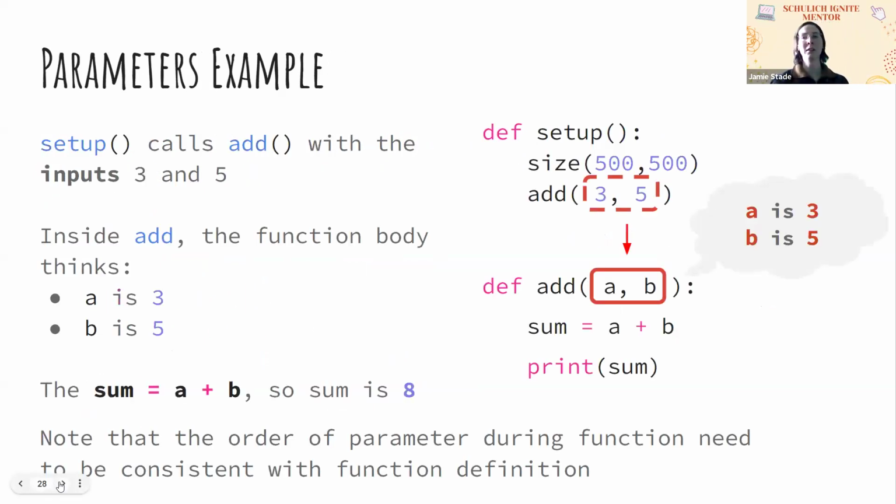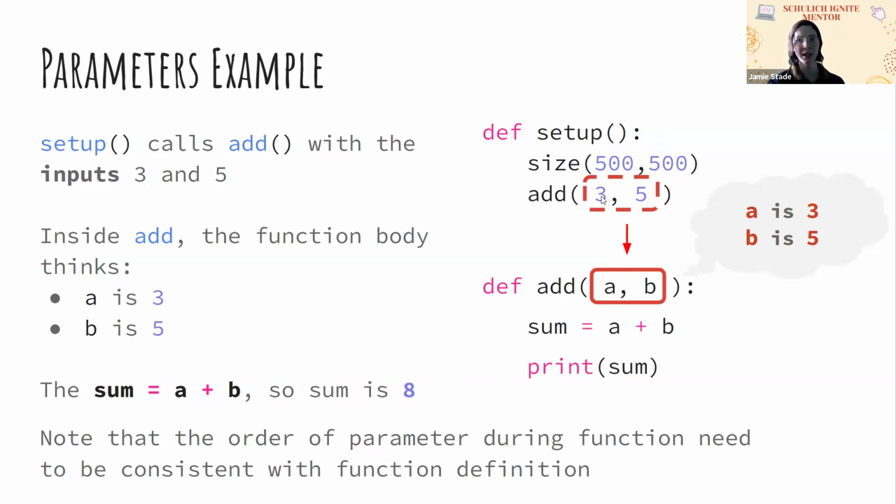So if we call this from setup, this is where we are actually defining the values of a and b. Because if we call add with the inputs 3 and 5, then within the add function, it knows that a is equal to 3 and b is equal to 5. And then when we go through the function body, we see that sum is then equal to a plus b, which is 8, and then we print sum, so we print 8.